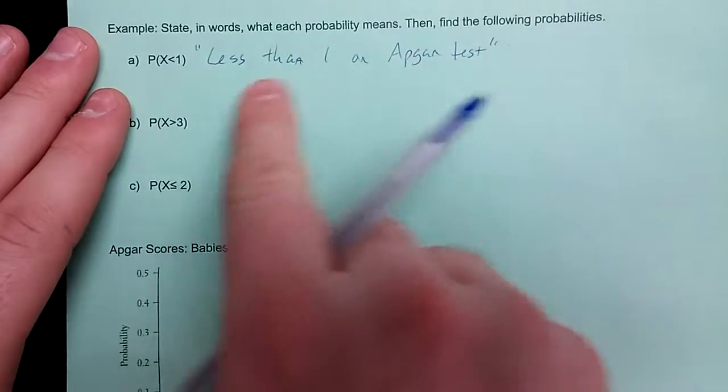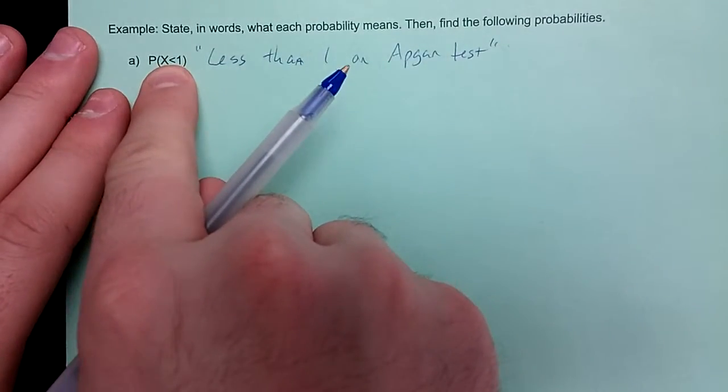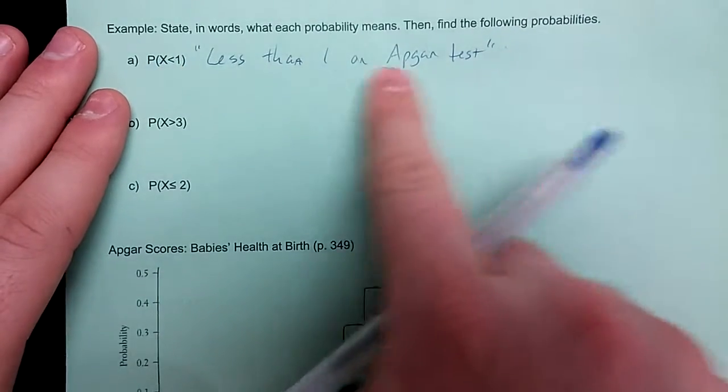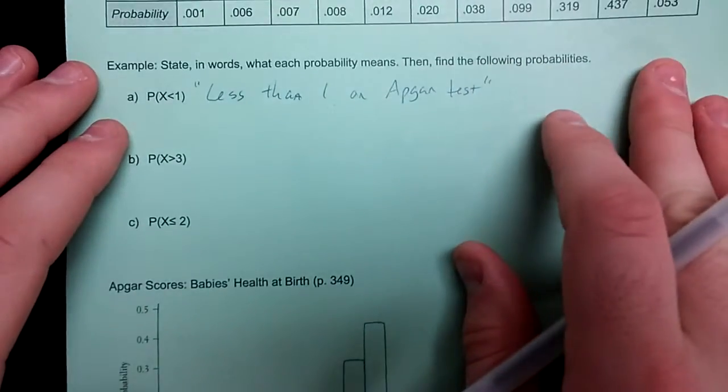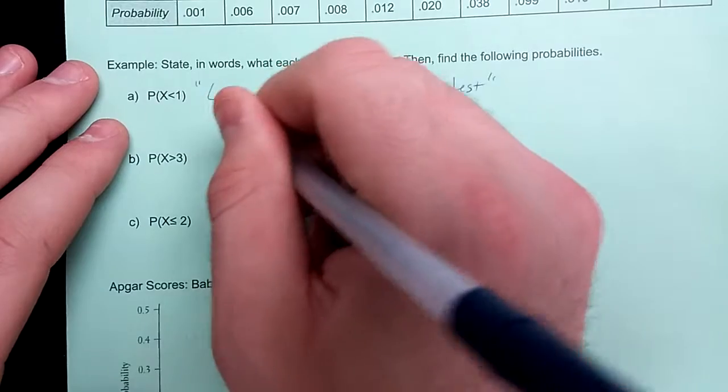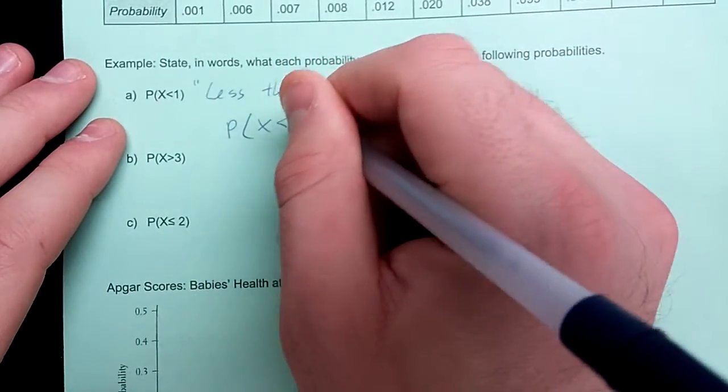Just a simple statement, less than 1s, that should be obvious. APGAR test, as long as you know what problem you're referring to in this case, that's all you got to write down. All right. Finding the probability, discrete, you simply just find the probabilities that follow the rules here.